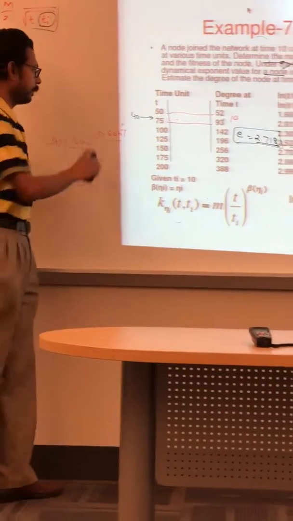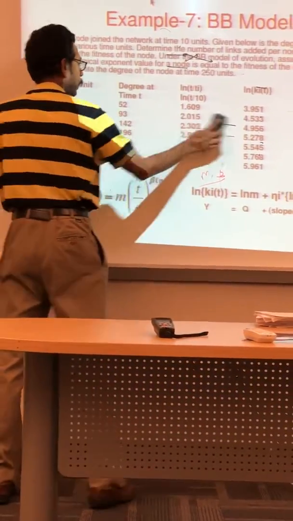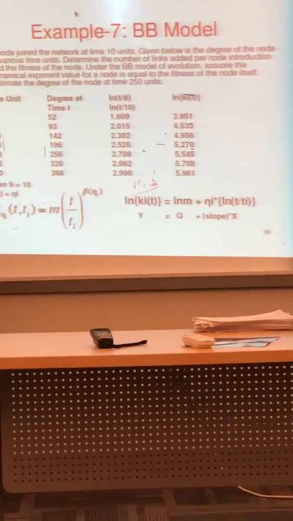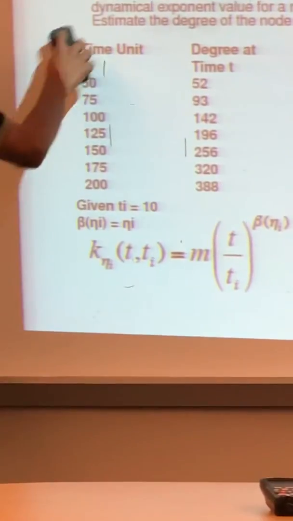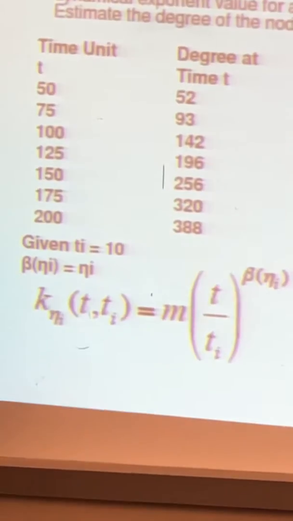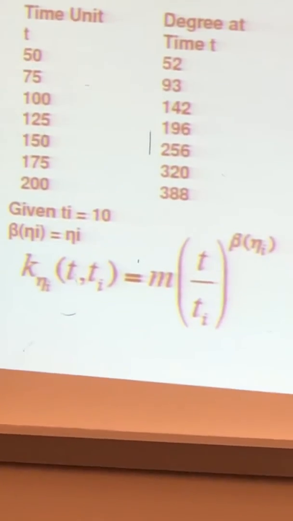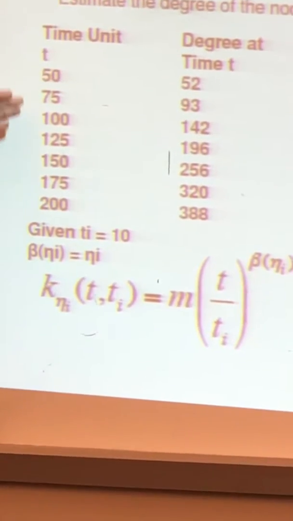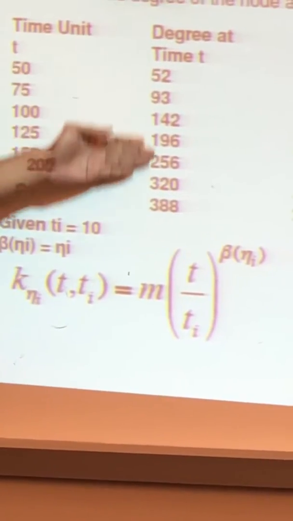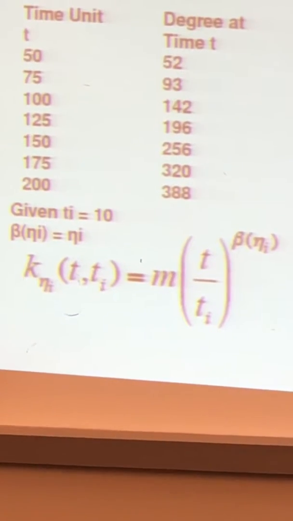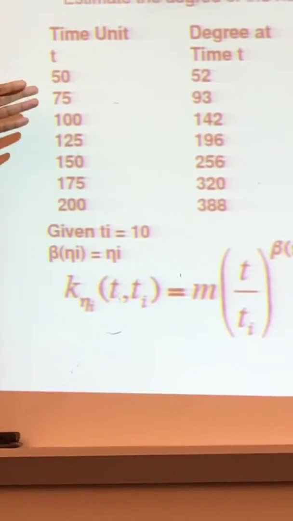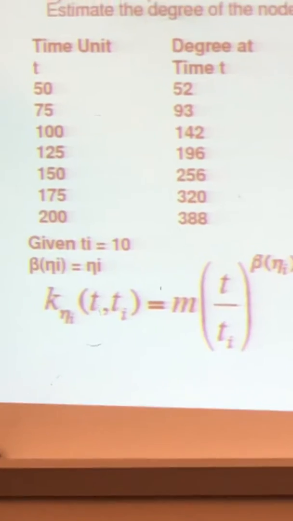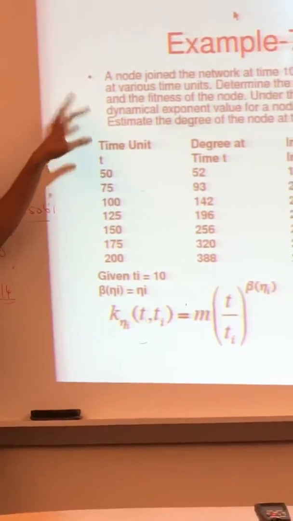In the problem that we just did, we had one time unit t at which you measure the degree of all the different nodes, the different joining times. But in this problem, we have one particular node that joined at time 10 units. So the joining time is given here, and at all these future time instants, we are measuring its degree, so it is experimental data. And the model is the BB model.